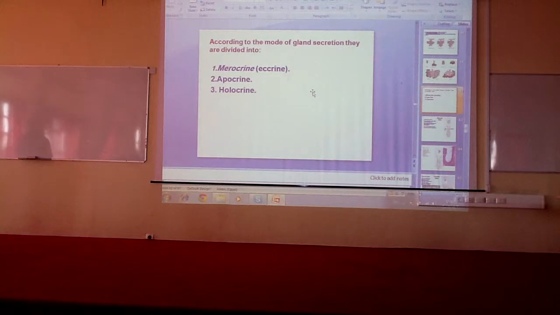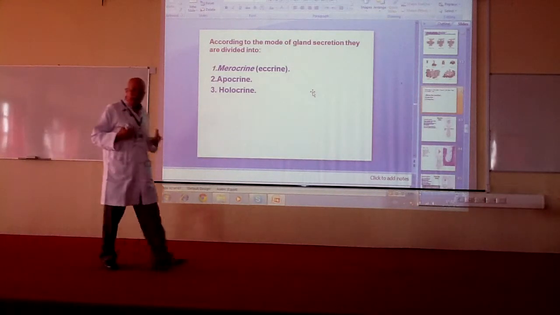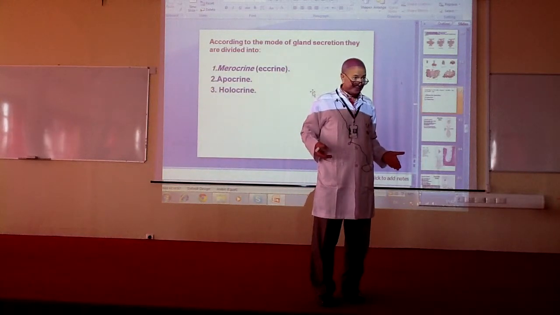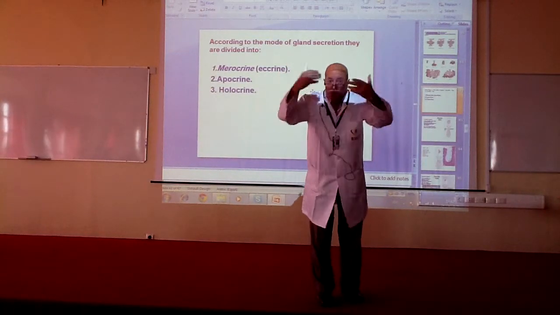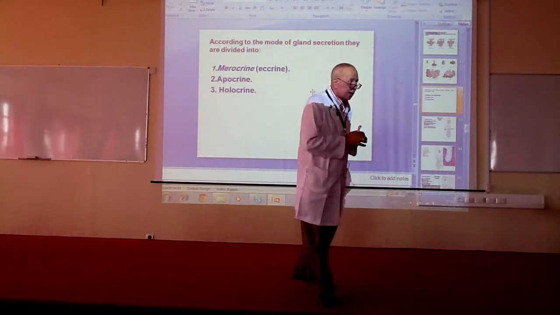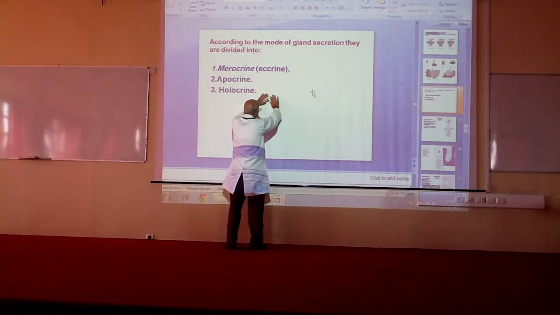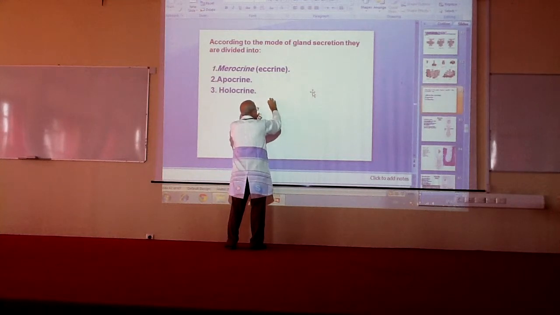Now, what about the mode of secretion of glands? How do these secretory cells deliver their secretion? How do they get the secretion out of the secretory cells? In merocrine, the cell secretes while it is intact. How?